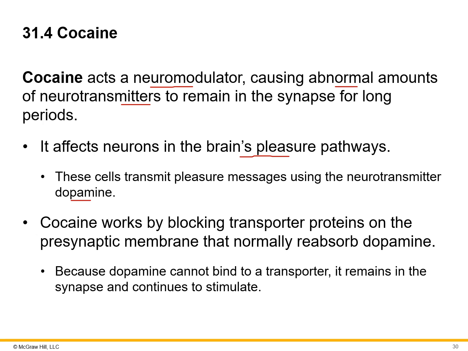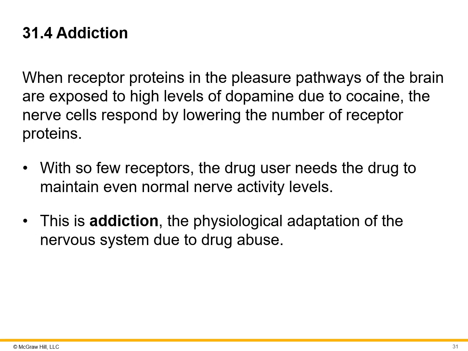But what the cocaine does is it blocks the transporter protein on the presynaptic cell, a lot like Prozac. So now the dopamine does not go back to the presynaptic cell. It doesn't get reabsorbed, so it stays there longer. Because it can't bind to that transporter to go back to the presynaptic cell, it stays in the synapse longer and continues to stimulate it. And again, this is what ultimately leads to addiction.